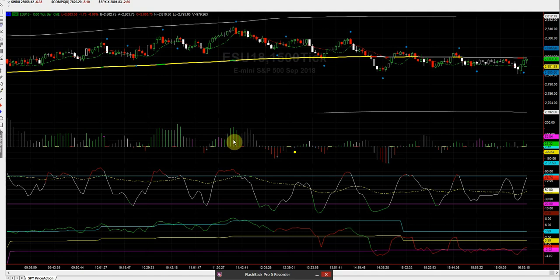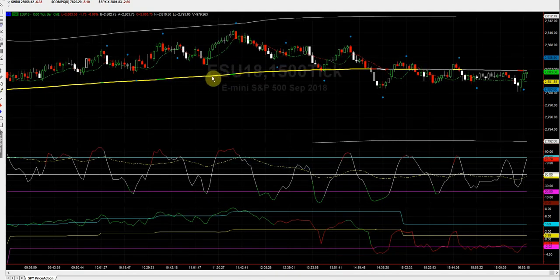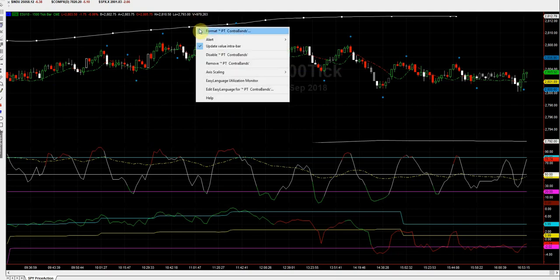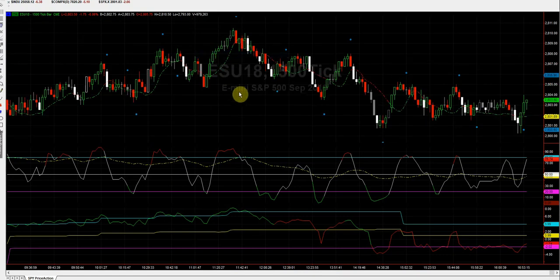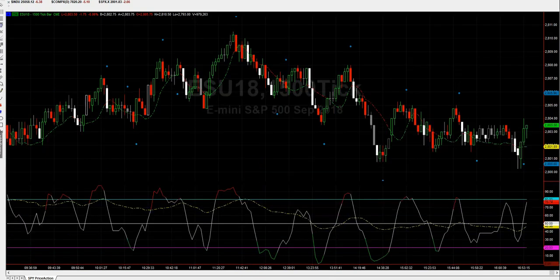This is the energy. It tells you the internal energy in the price movement. We're going to take that off. Let me disable that. This is the VWAP. That's for trend trading. Let me disable that. This is the contrabands for contrarian trading. Let me take that off. And this is the short-term trend oscillator. Let me take that off. So now all we have is the sentiment oscillator and the price bars with the timing alert dots.